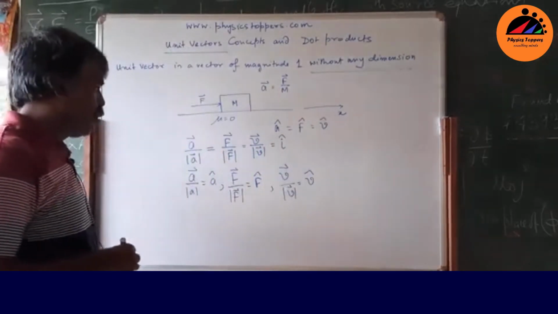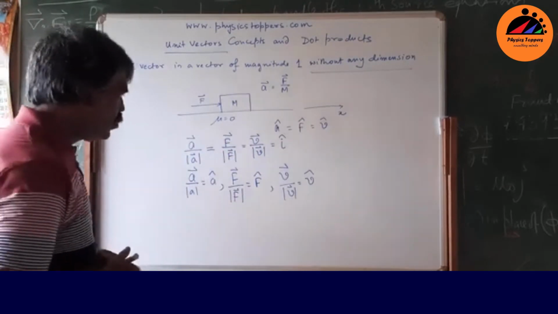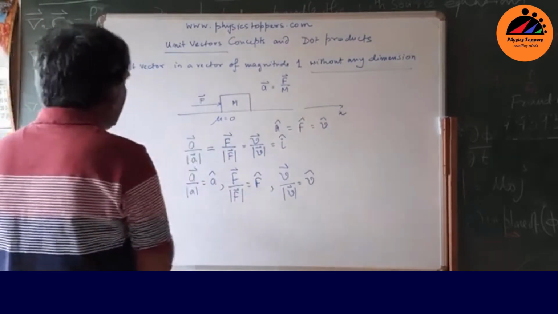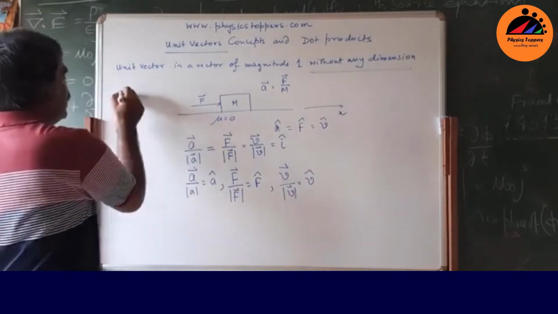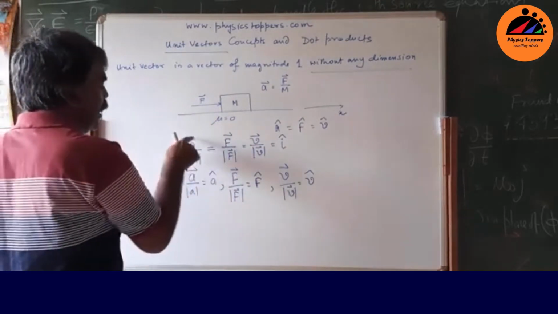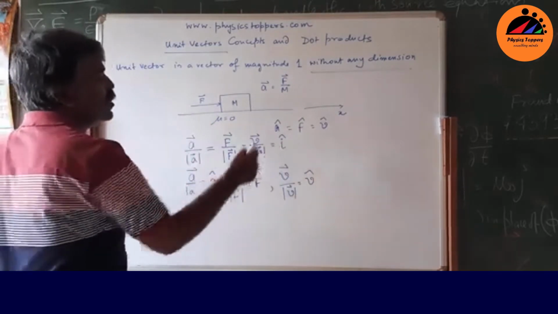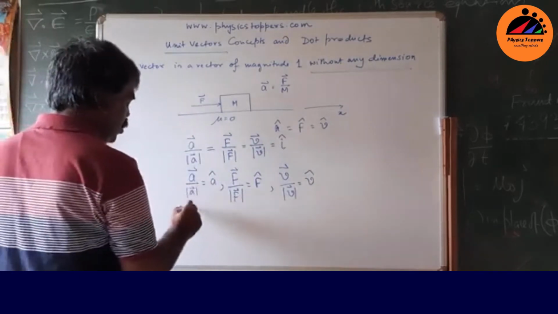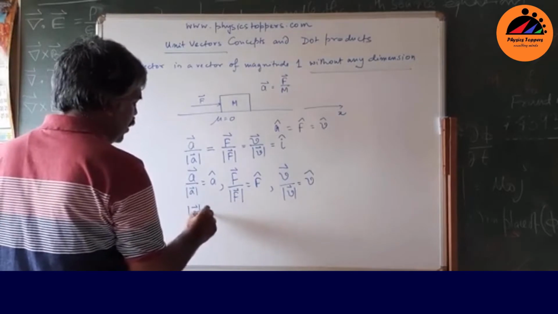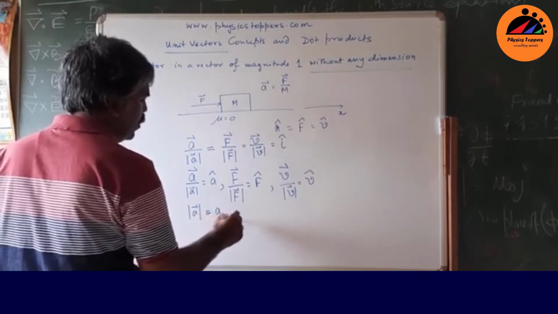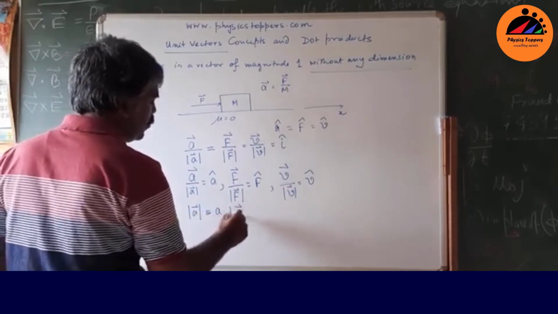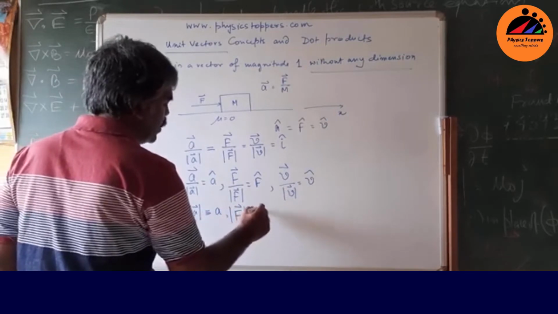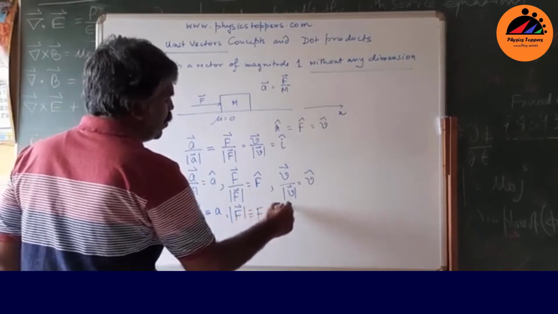Fine. Now suppose then what will be a? If I consider this equation, a vector by modulus of a is this. Another thing I want to tell you, modulus of a is denoted simply as a, same modulus of F is denoted simply as F, and same for v.